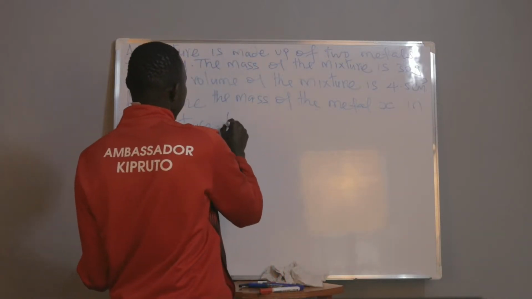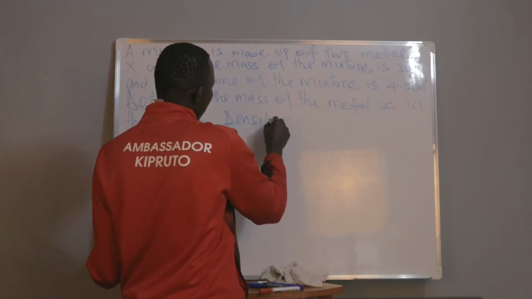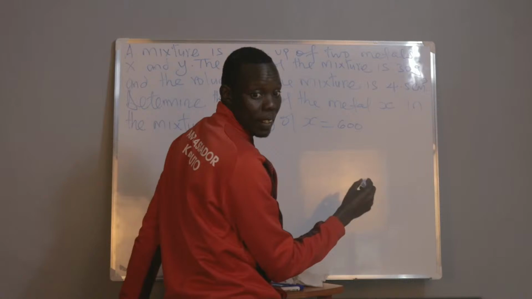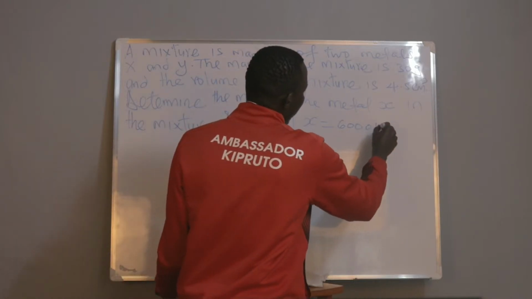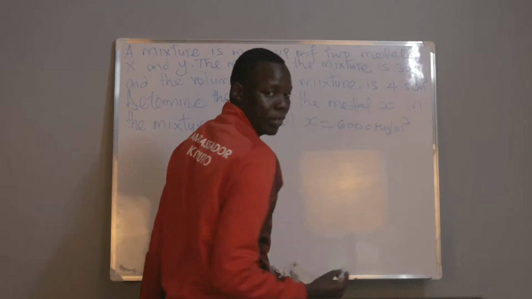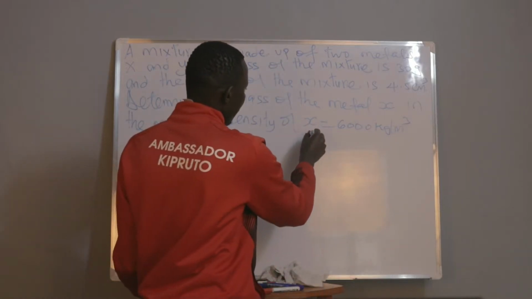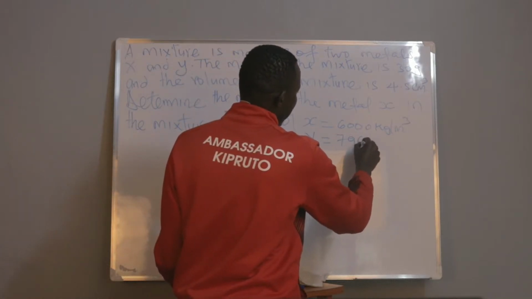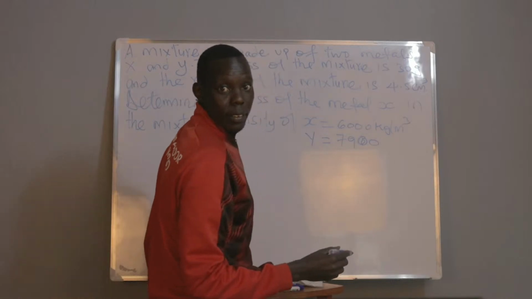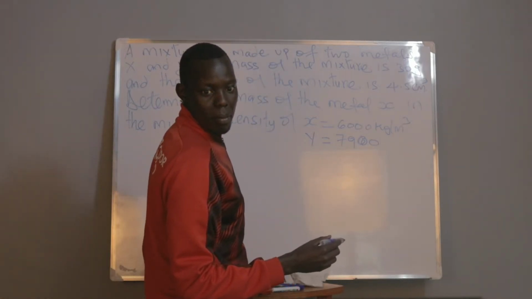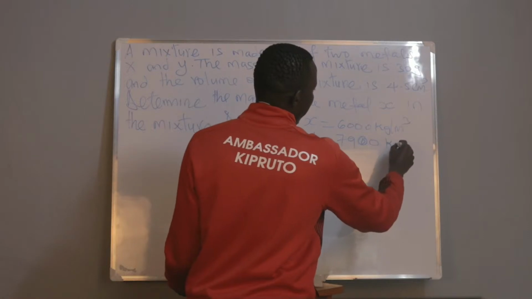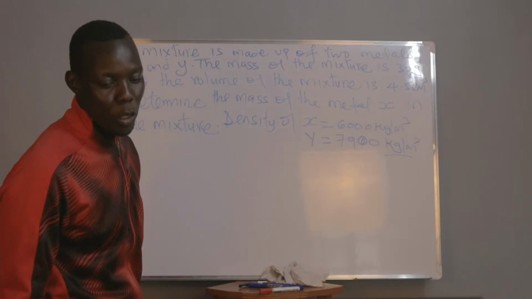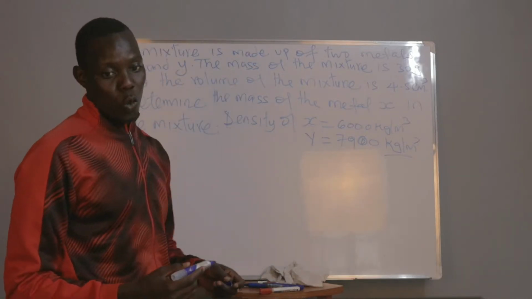Then there is information written here: the density of metal X is equal to 6,000 kilograms per meter cubed. Now Y is equal to 7,900 kilograms per meter cubed. The question is, determine the mass of the metal X in the mixture. That's our question.